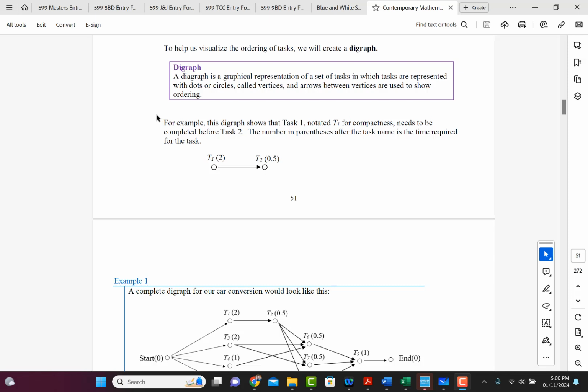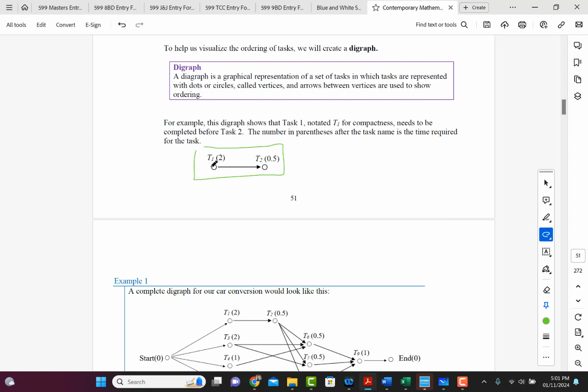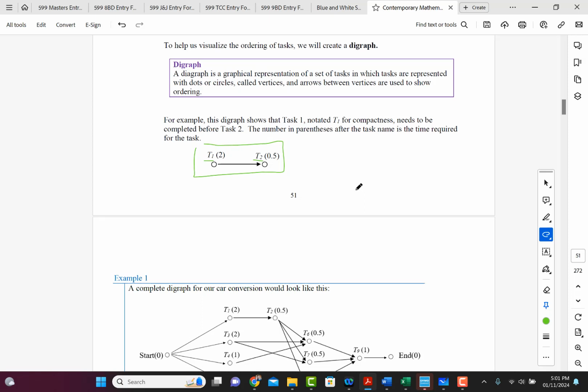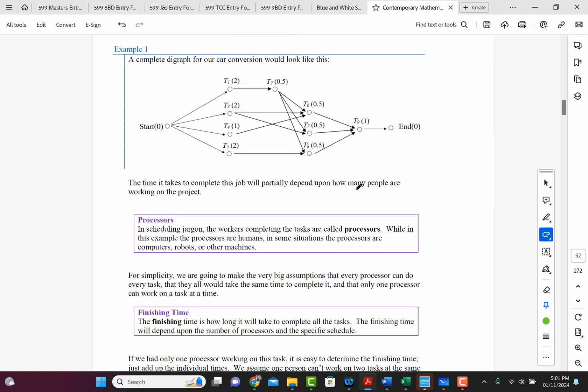So, for example, if we look at the diagram below, we have this here. So notice that task 1, which is denoted T sub 1, has to be done before task 2, which is denoted T sub 2. Okay? So task 1 and task 2. And then the numbers in parentheses that follow the tasks is the amount of time that it takes to complete that task. Okay? So if we look at all of these steps 1 through 9 for converting an engine from gasoline to electric, we can look at this digraph in example 1.